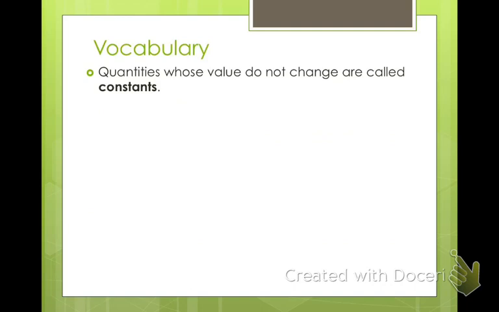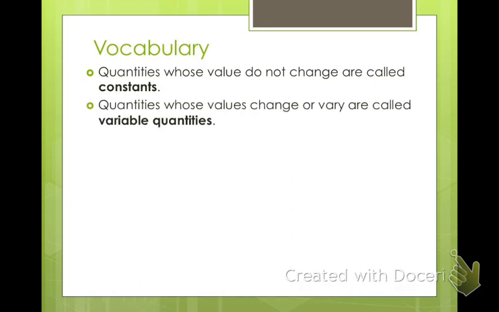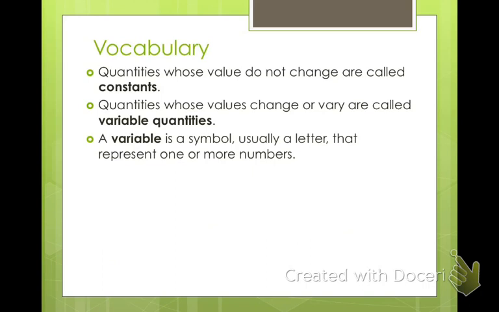So, constants. These are quantities whose value do not change. So can you think of something that's a constant? A value that doesn't change would be a number, like 1 or 3. Their values don't change. Variable quantities are quantities that vary or change. Usually, we show variable quantities using a variable, which is a symbol, usually a letter. Give me the most common one. Of course, it's x or n. Those are the two most common variables.